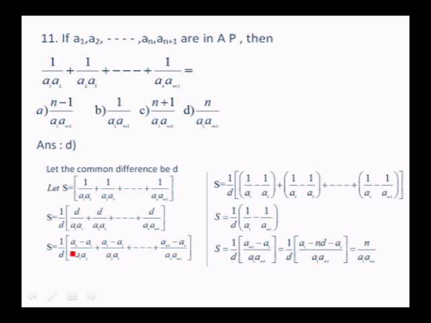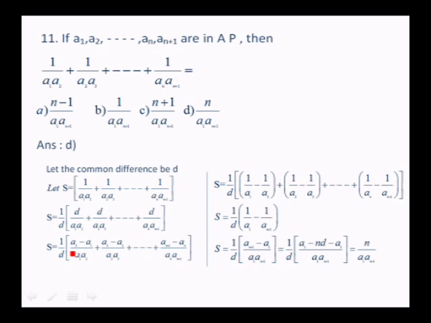The second term, minus 1 over a2, gets cancelled with 1 over a2 plus 1 over a2. Similarly, minus 1 over a3 gets cancelled with the next term plus 1 over a3. In the same way, behind 1 over an there is minus 1 over an, that gets cancelled. Only you get the first and the last term.